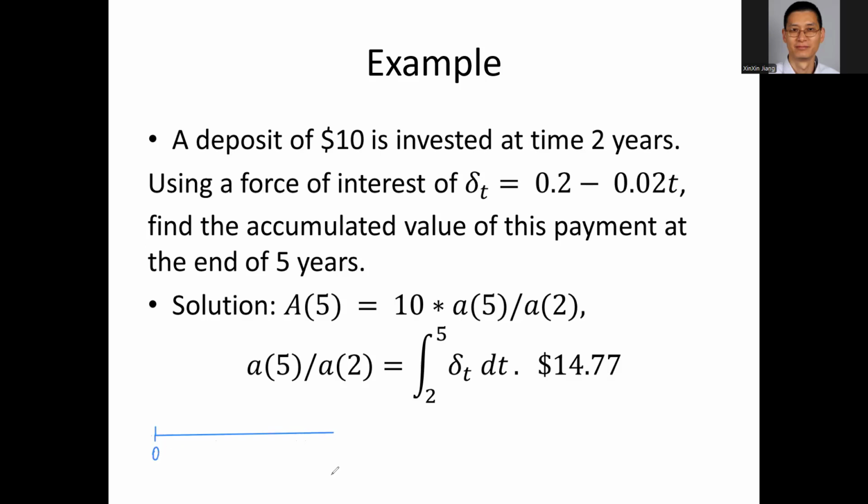You have 0 here, and 5. So 1, 2, 3, 4, and 5. So it's 5 here. And you have 2 here. And this is dominated by delta t, okay? So we need to find A of t. A of t equals e to the integral from 0 to t of delta r, so 0.2 minus 0.02r dr.